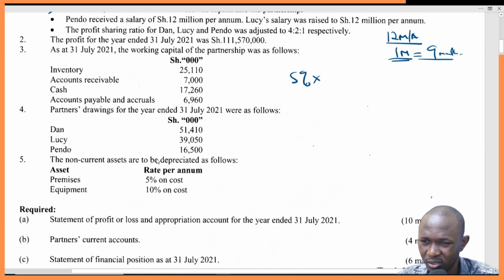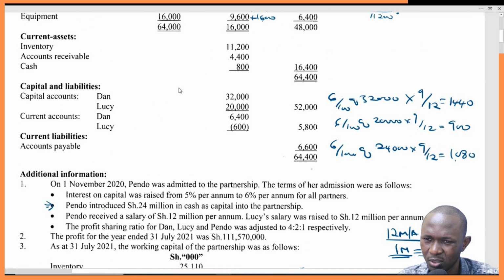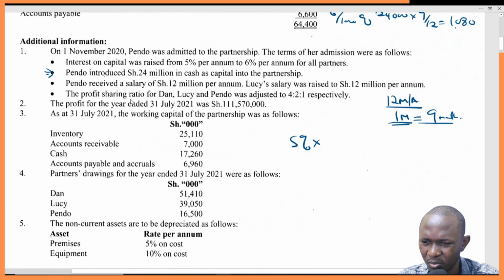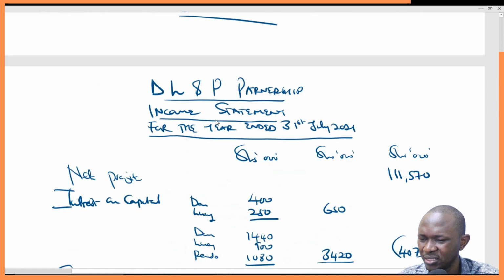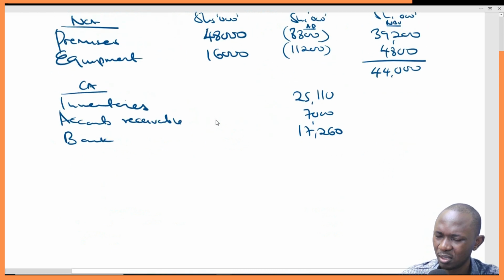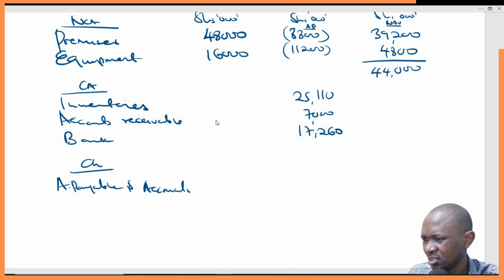Then check if we have any other additional information. Do you have any other additional information? Accounts payable and accruals? No. So we are done. But let's go with the accounts payable once and for all. Accounts payable and accruals 6960. So current liabilities, accounts payable and accruals, 6960.